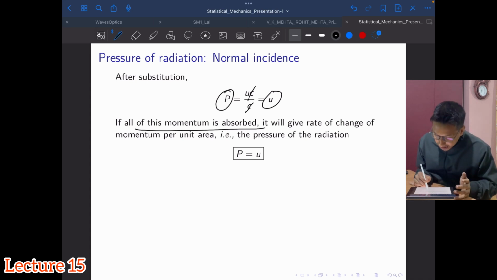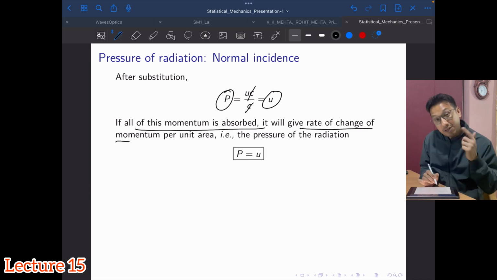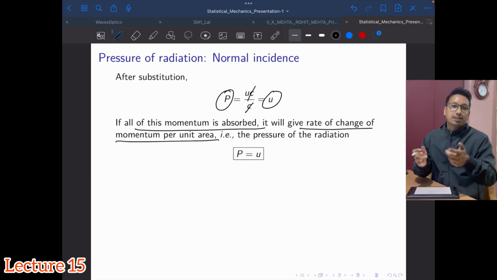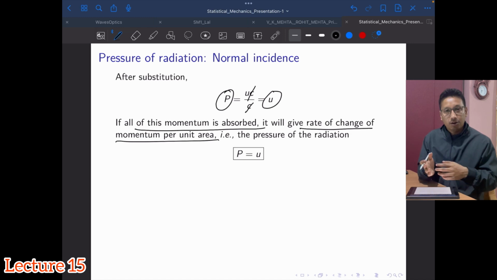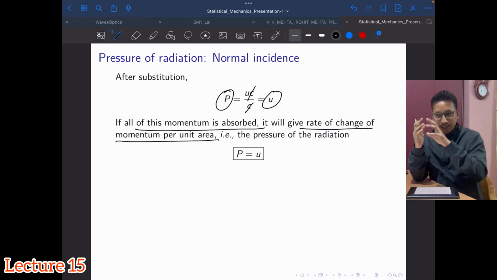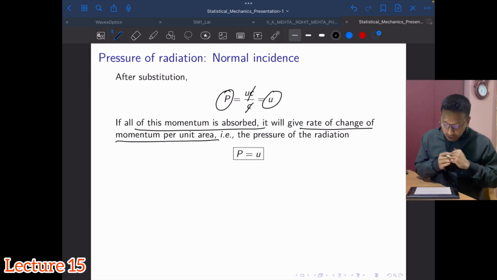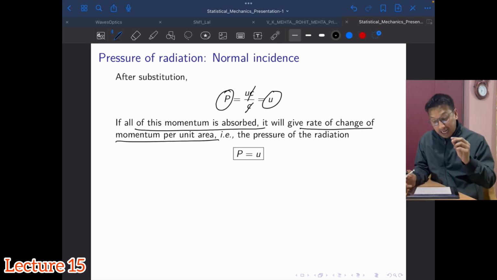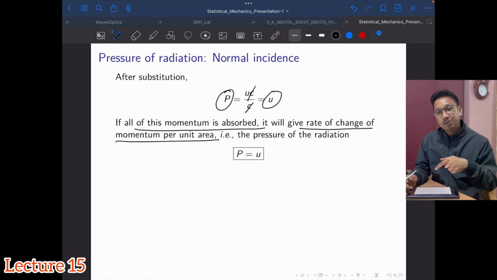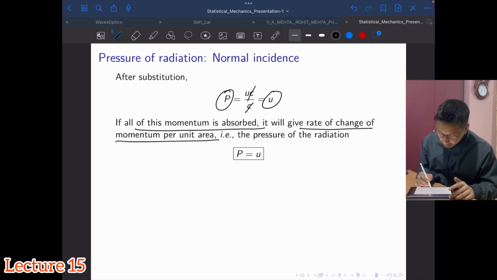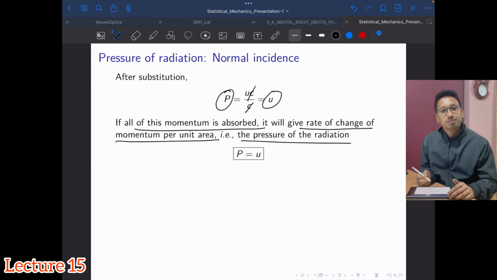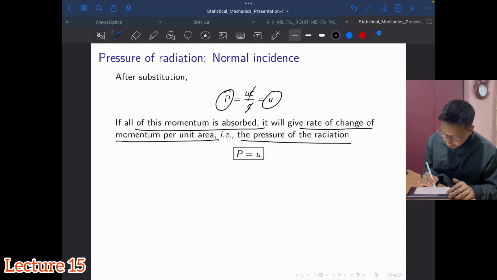So this P will give you the rate of change of momentum per unit area, because we have considered the P which is hitting the surface, meaning radiation is hitting the surface, per unit area, right? So that is what pressure is. Rate of change of momentum is your force, but then per unit area it is happening. So force per unit area is what? Pressure. So that's why there is pressure of the radiation, isn't it? So that's why we got here P is equal to U.